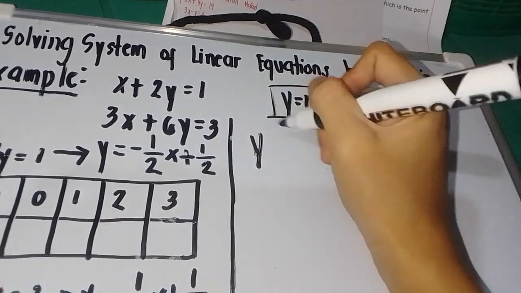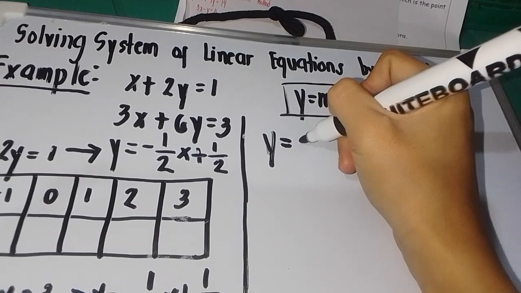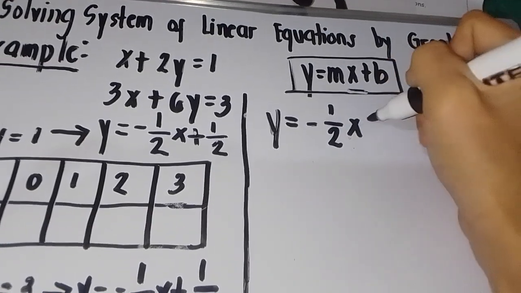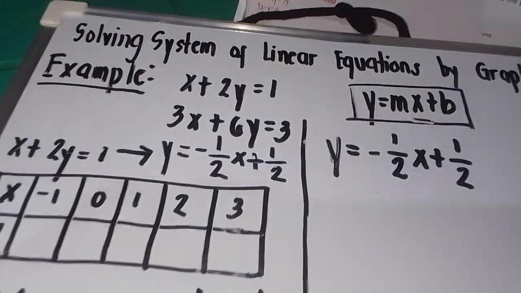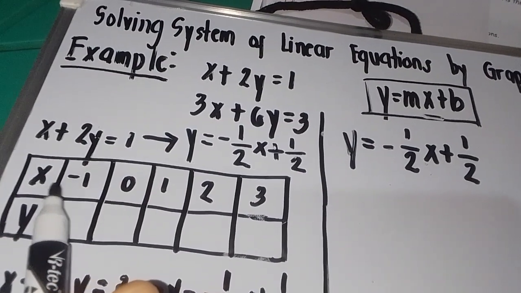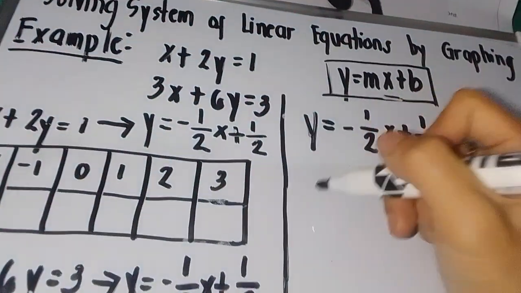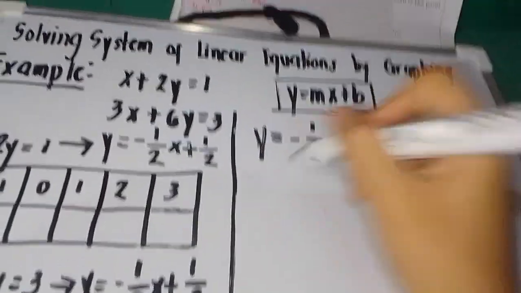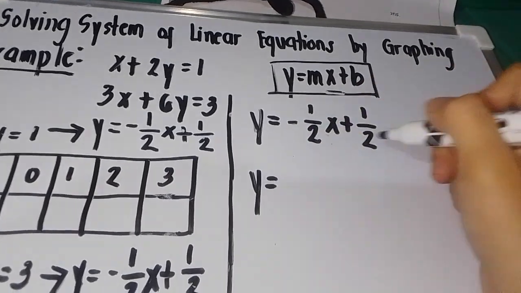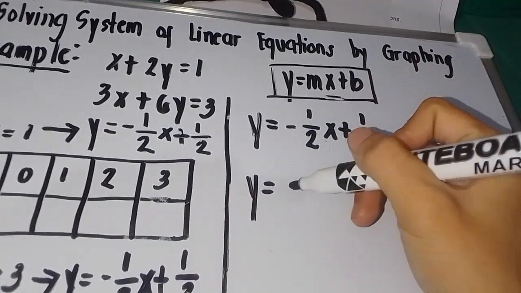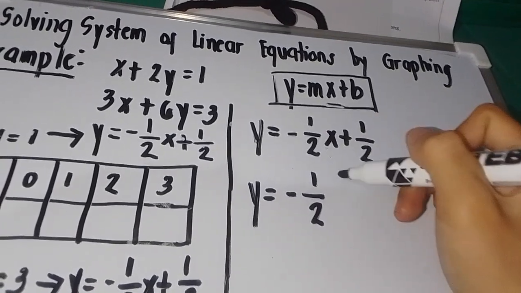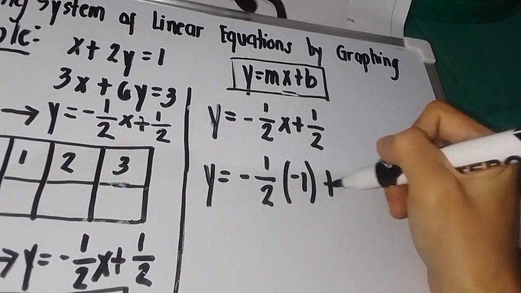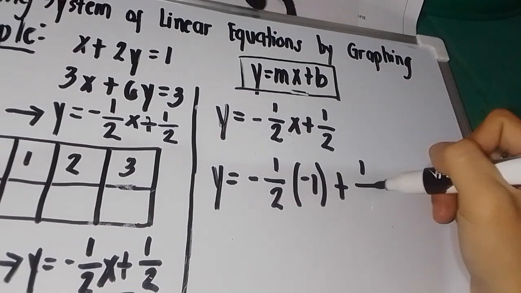We use the slope-intercept form to substitute the x value. So we have y equals negative 1 over 2x plus 1/2. First, the value of y when x is equal to -1. So substitute x with -1. Y equals, following the slope-intercept form, -1/2 times x, replaced by -1, plus, following the expression, 1/2.